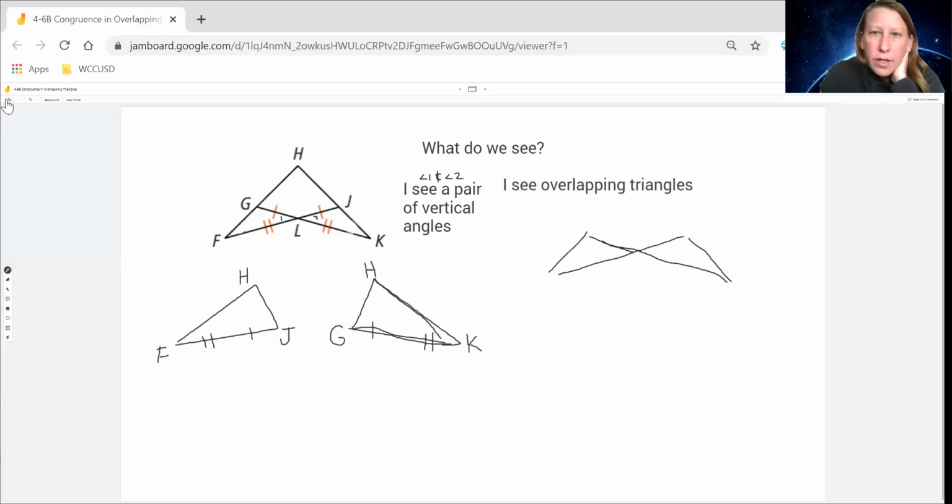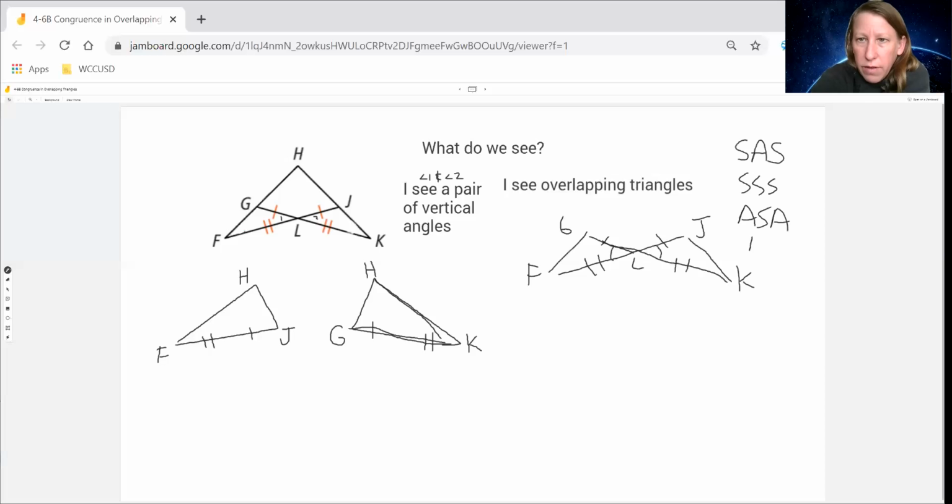Okay. And are those triangles congruent? Yeah, they are. This little triangle FGL is congruent to triangle KJL. Why are those triangles congruent? We remember our list: we have side angle side, side side side, angle side angle, and angle angle side. And we can't use hypotenuse leg for this one because we don't have right triangles. So why are these 2 triangles congruent?